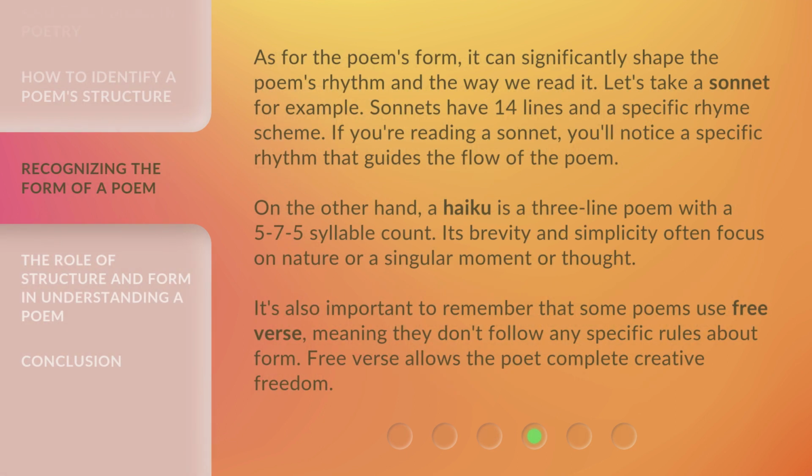As for the poem's form, it can significantly shape the poem's rhythm and the way we read it. Let's take a sonnet for example. Sonnets have 14 lines and a specific rhyme scheme. If you're reading a sonnet, you'll notice a specific rhythm that guides the flow of the poem. On the other hand, a haiku is a 3-line poem with a 5-7-5 syllable count. Its brevity and simplicity often focus on nature or a singular moment or thought. It's also important to remember that some poems use free verse, meaning they don't follow any specific rules about form. Free verse allows the poet complete creative freedom.